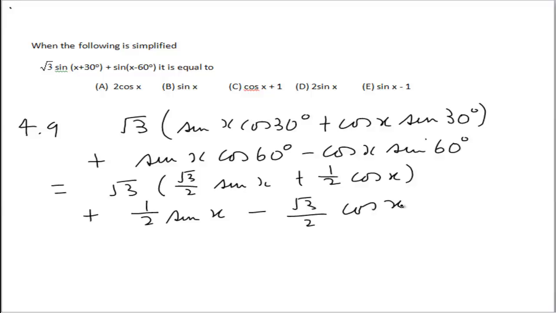Now here you'll notice root 3 times root 3 is 3 over 2 sine x. 3 over 2 sine x plus half sine x is 4 over 2 sine x, which is 2 sine x. And then here you've got root 3 over 2 cos x minus the root 3 over 2 cos x is 0. So you got 2 sine x, and it's your option D.